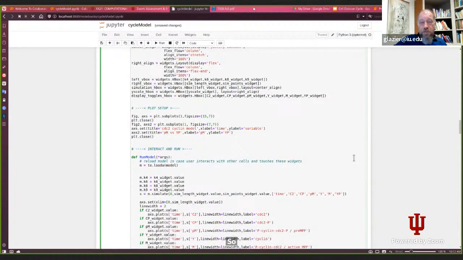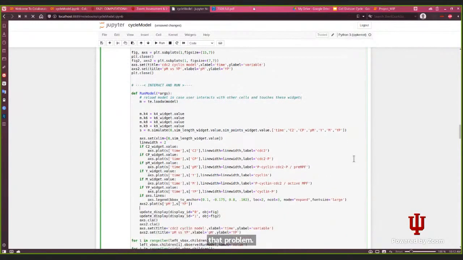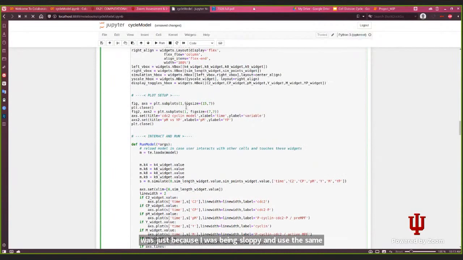Benjamin, were you able to fix the problem? Were you able to find a workaround on that problem? Yeah, so that was the one that I said for me was just because I was being sloppy and used the same name for different models later on.